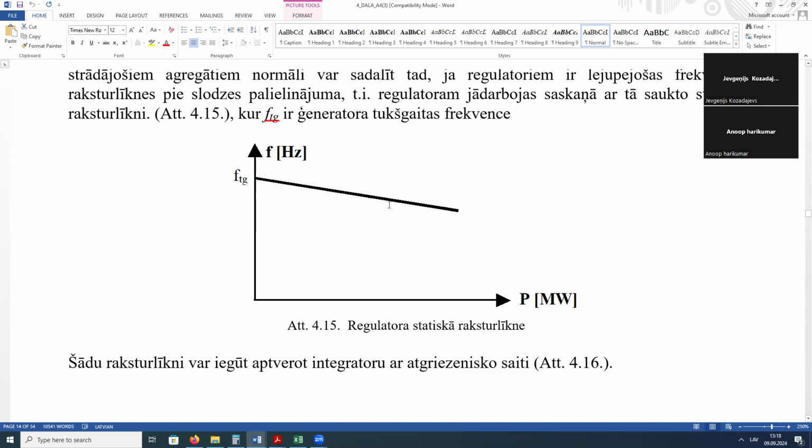So this straight line gives us information on how we need to react to a frequency deviation. This curve tells the generator regulator how much more power we need to produce if we have a frequency deviation of such value.